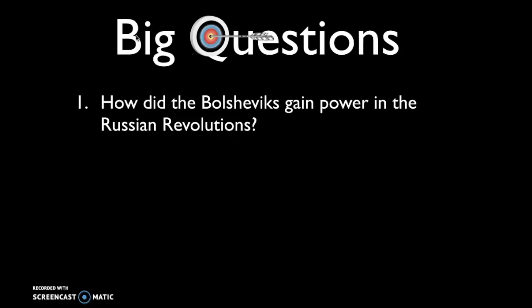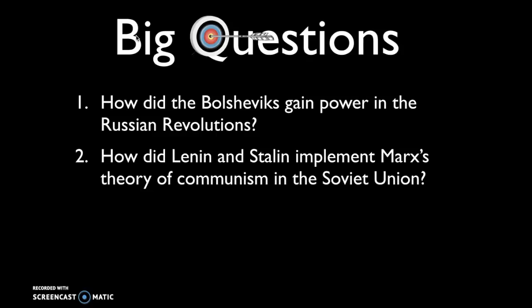So after watching this video, you should be able to explain how the Bolsheviks, led by Vladimir Lenin, gained power in the Russian revolutions of 1917. In the next video, we will be discussing how Lenin and Stalin implemented Marxist theory of communism in the Soviet Union.